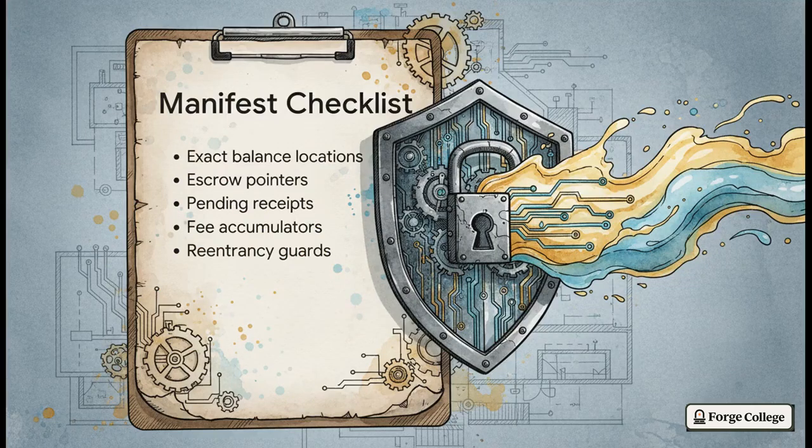Before we allow real money, real Ether, to start flowing through our carefully architected system, your manifest absolutely must include a few critical elements. You need exact storage locations mapped out for your balances, your escrow pointers, pending receipts, and fee accumulators. And absolutely crucial here, your reentrancy guards. Those are the digital locks that prevent hackers from double spending your funds. You really have to treat this checklist as an ironclad contract between your design and your logic.